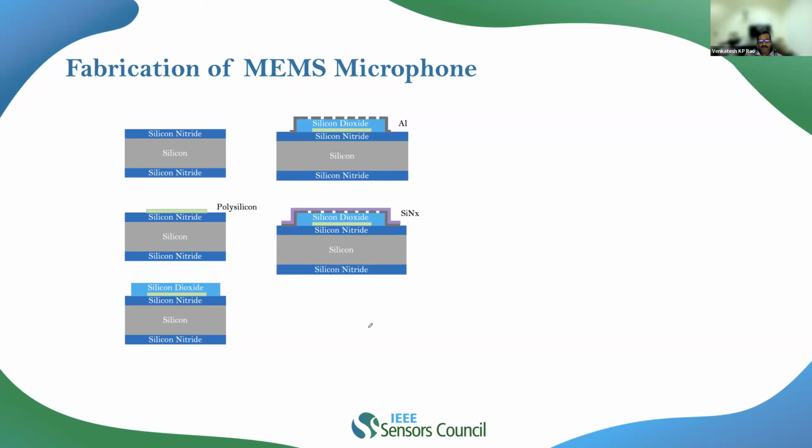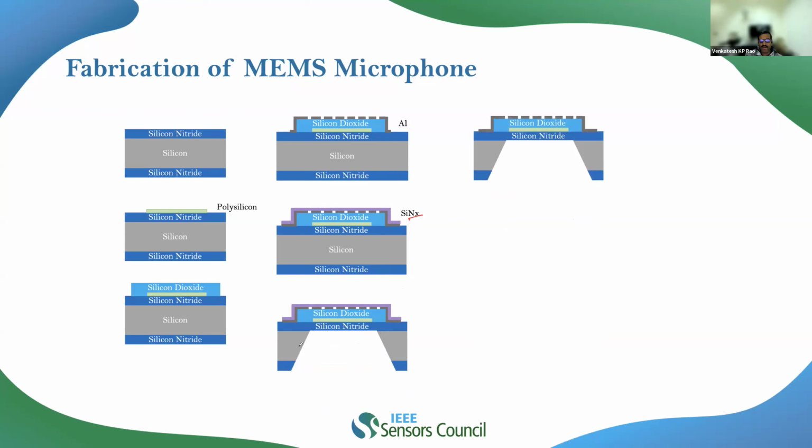So let's say that on top of that, now we can well deposit the silicon nitride again. Now, let us say that once I deposit the silicon nitride, I will start etching it from the back side, right? I will basically create an etch window and I will start to etch from the back side.